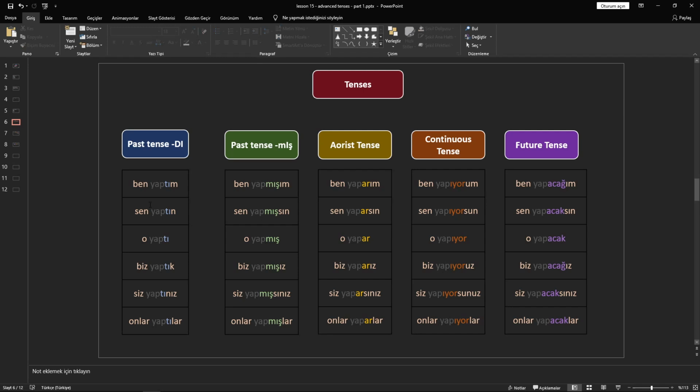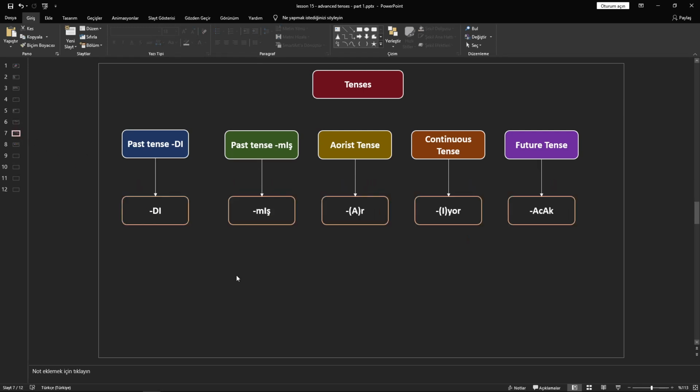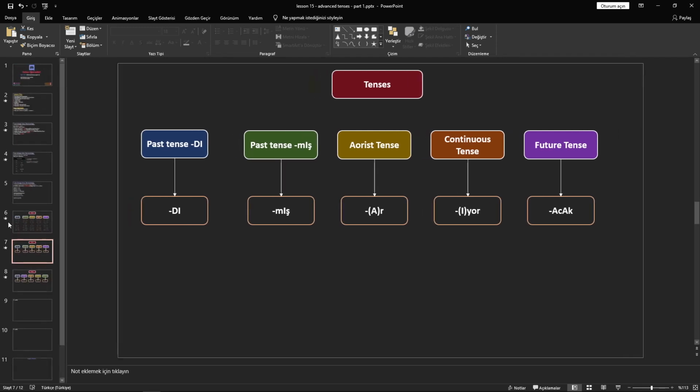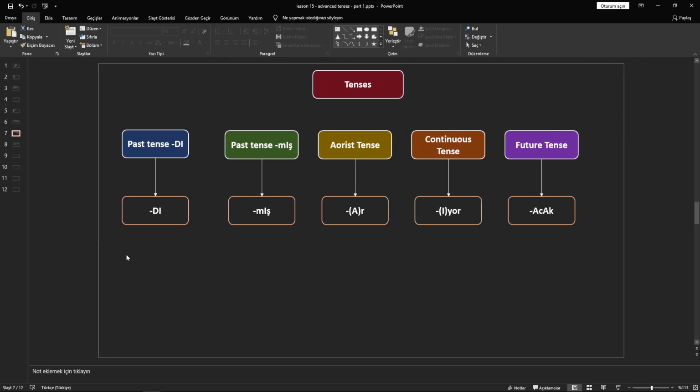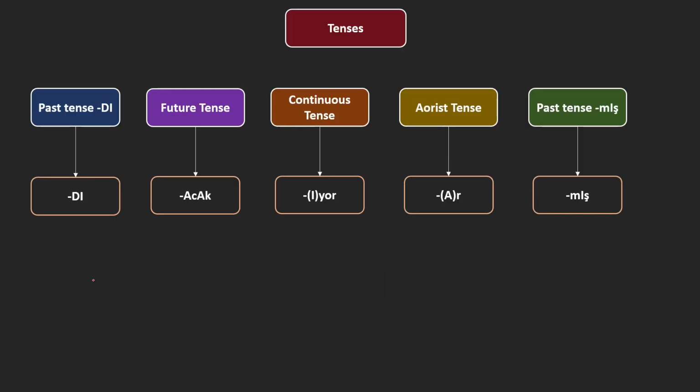Okay, so now, as a simplified version of the endings, try to memorize them like this: dı, mış, ar, ıyor, acak. So, basic tenses. How are basic tenses constructed? How do we use them? Sorry, how are advanced tenses constructed?